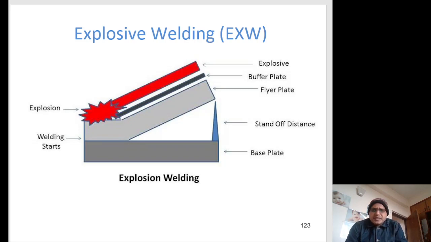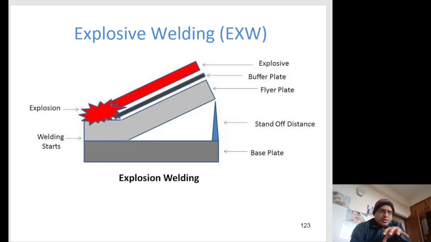The detonator velocity ranges from 2000 meters per second to 6000 meters per second. This is a very high velocity. It depends upon the type of explosive used, and we have to decide which type of explosive we are going to use. That depends upon which type of material we are going to join. So we have to select the explosive depending upon the types of materials we are going to weld.